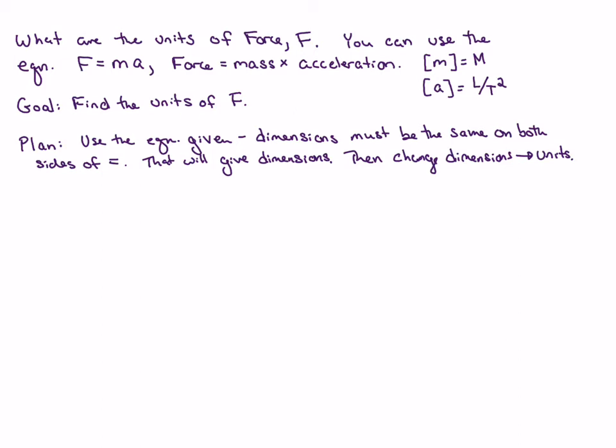All right, so what we need to do then is get the units of mass times acceleration. So we want the units of mass times acceleration, and we know from over here both of those. So the units of mass are mass. That's pretty simple. Acceleration is length over time squared. And there we go. We've already got the dimensions now of the force, right? Because the dimensions of the force equal the dimensions of mass times acceleration, which is mass of length over a time squared.